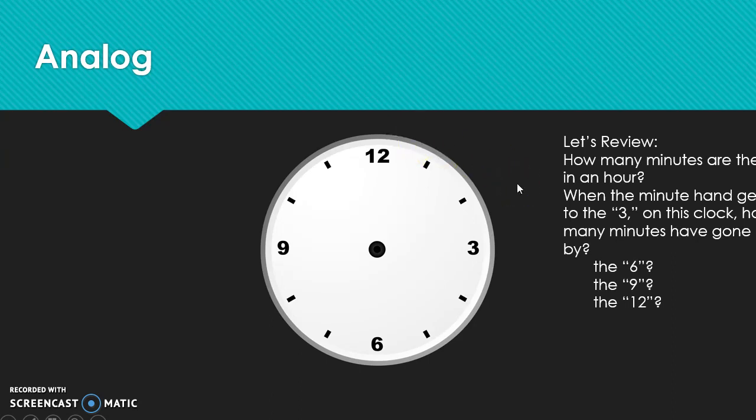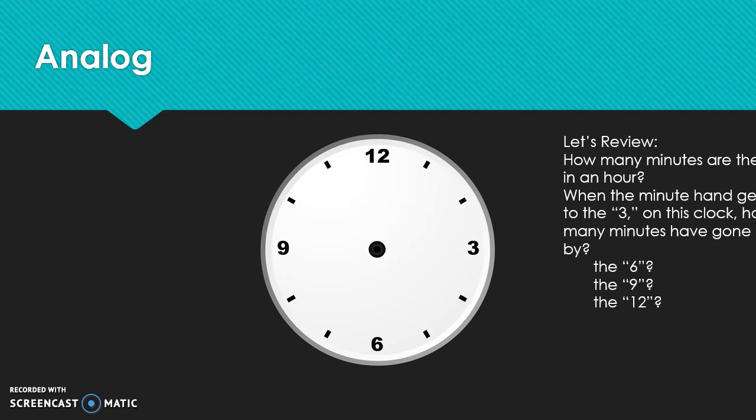We also have to think about the fact that when we have 15 minutes, a lot of people say quarter past. So let's say the hour hand is at 12 and the minute hand is at 3. That is quarter after 12 or quarter past 12. If the minute hand is down at the 6, we say half past because it's half of an hour. 30 is half of 60.